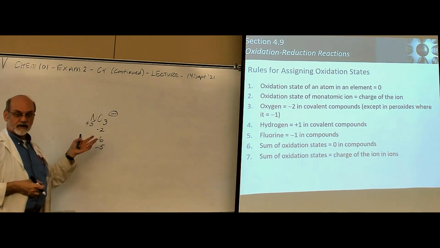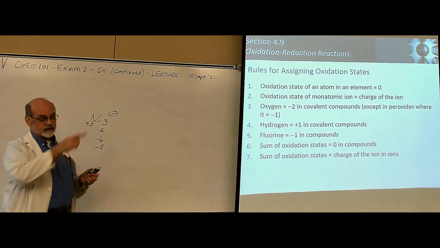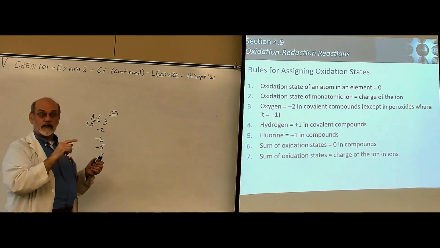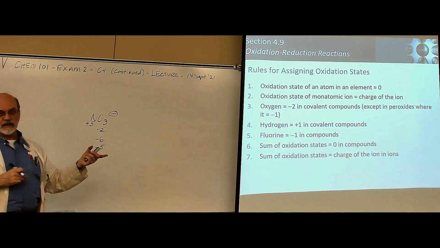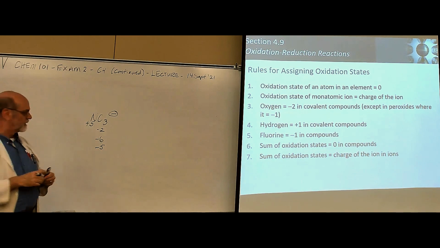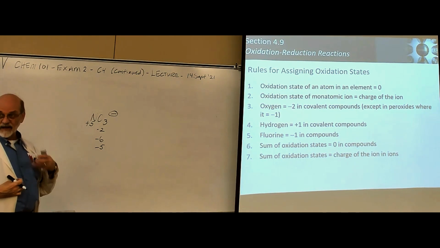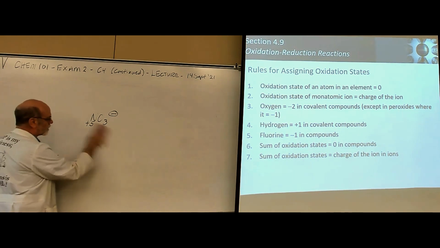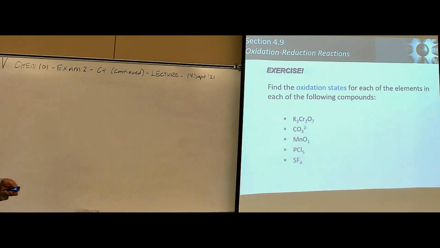Nitrogen varies all over the place. In fact, if you look at your periodic table, not this one, but any of the others that I've handed out, you'll see lists in each box of what look like charges. Sometimes those are charges, but more often than not they're oxidation states. So nitrogen will have a bunch of them. Some of the elements have lots of oxidation states possible. Okay, those are the rules. Now we got to use them.